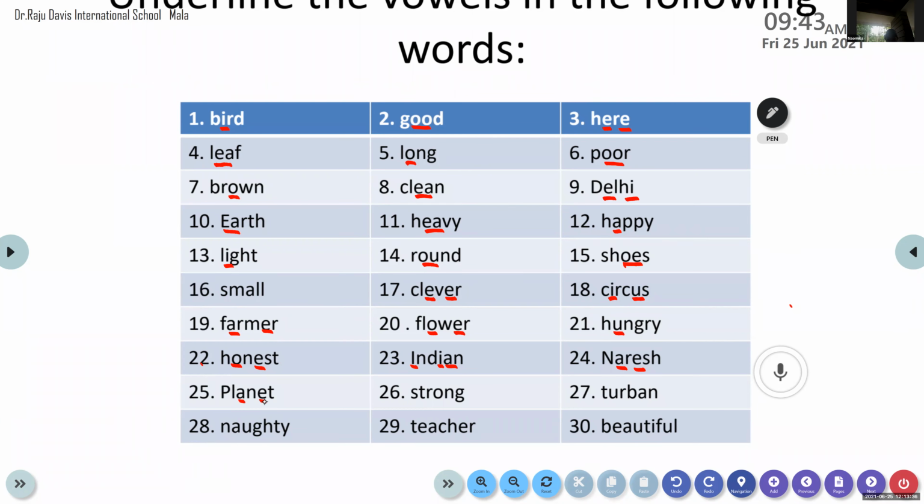I hope all of you are doing it. It's a very easy exercise. Nothing much to do. It's just a matter of underlining. But when you underline it, children, see how I am doing it. Similarly, you have to do it with your pencil. Okay?